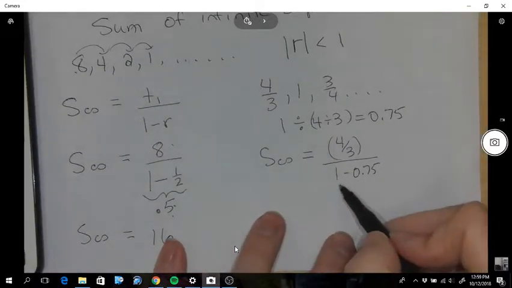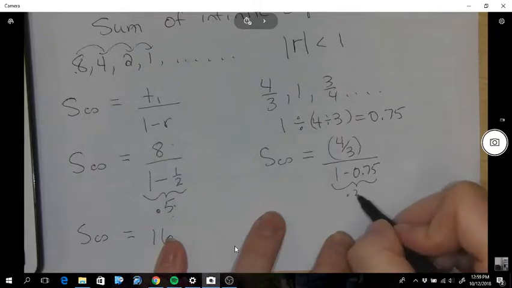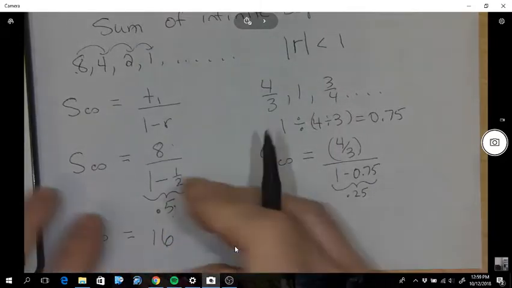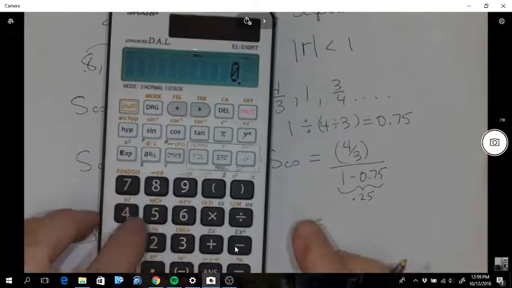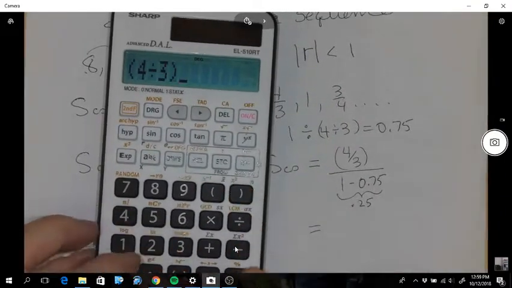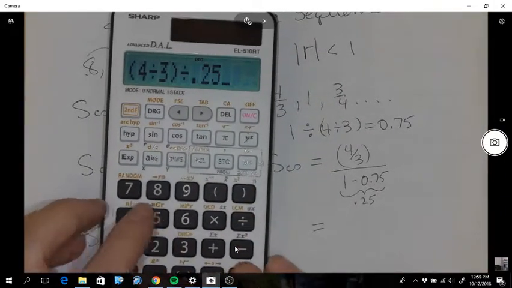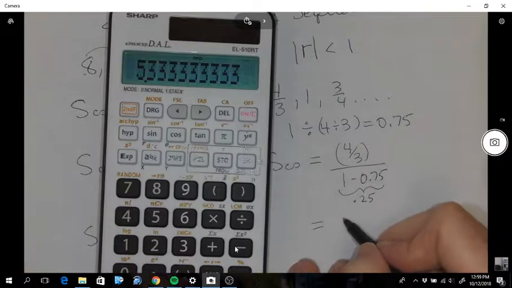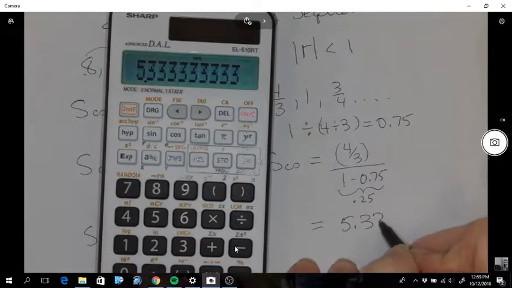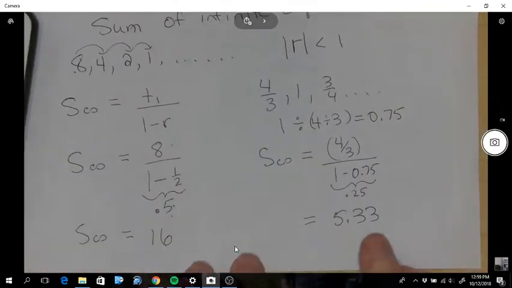Okay, evaluate the bottom first, which is 0.25. And now 4/3 in brackets divided by 0.25 equals 5.33. The entire series will eventually kind of cap off and add up to 5.33.